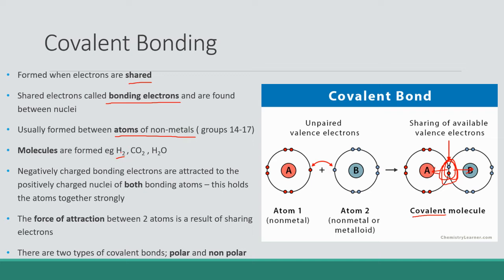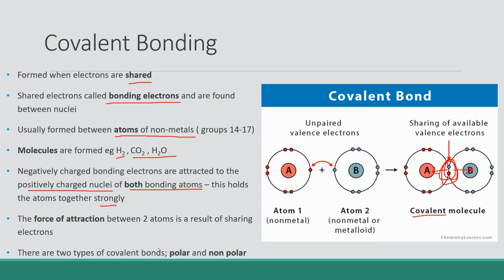Some examples are hydrogen. This is an example of an element that forms a molecule, H2. These ones are compounds, so we've got carbon dioxide and water. These are all non-metal atoms bonding with other non-metal atoms by covalent bonding. Negatively charged bonding electrons are attracted to the positively charged nuclei of both bonding atoms, and that holds the atoms together really strongly. These covalent bonds are really strong, and the force of attraction between the two atoms is a result of sharing electrons.